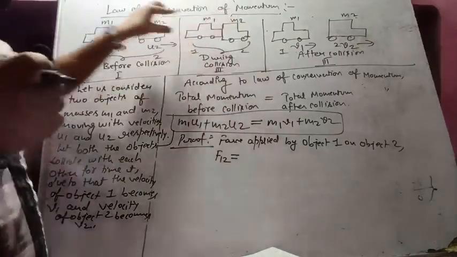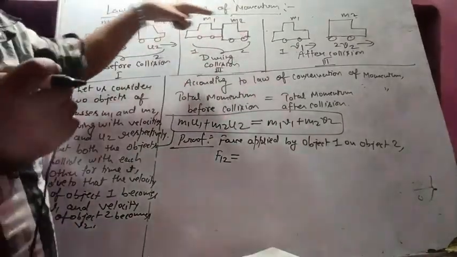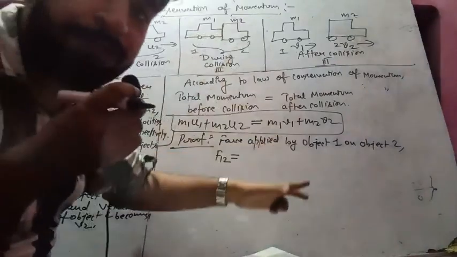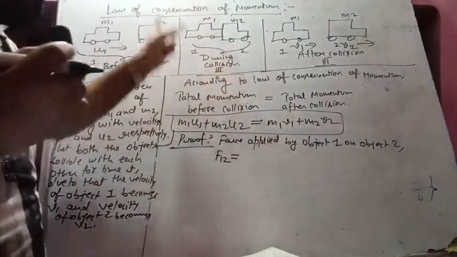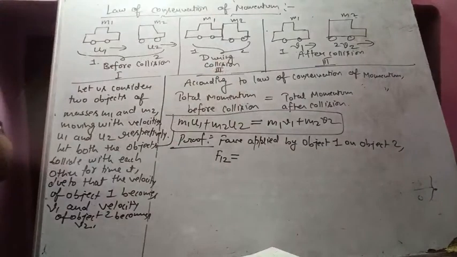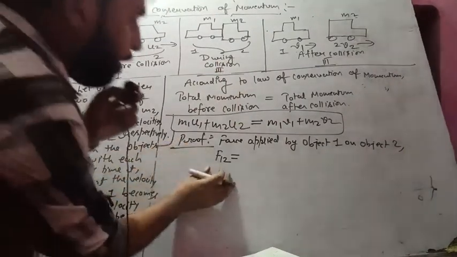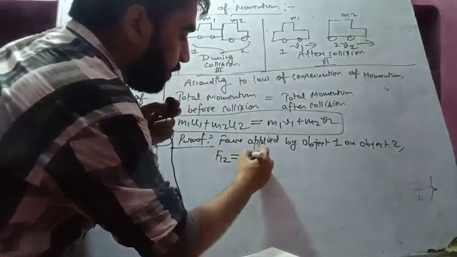Among 1 and 2, which is facing the force? When 1 will apply the force on 2, 2 will have the mass, 2's mass we will consider, and 2's acceleration we will consider. Is it clear? So F12 is equal to mass of 2, m2.